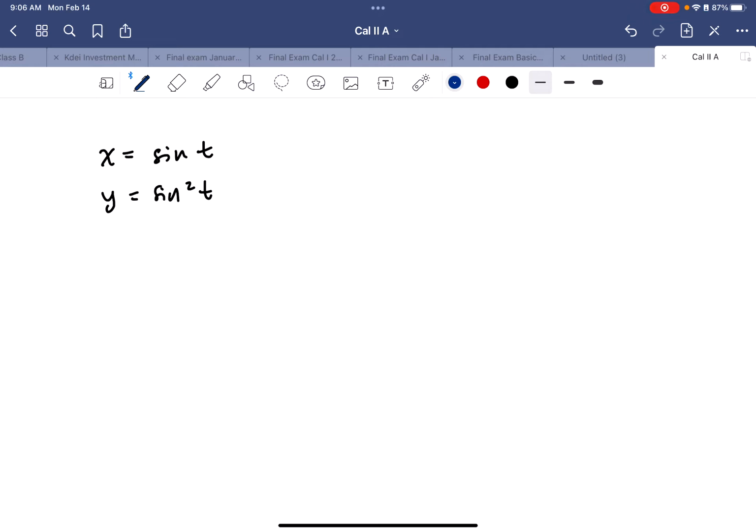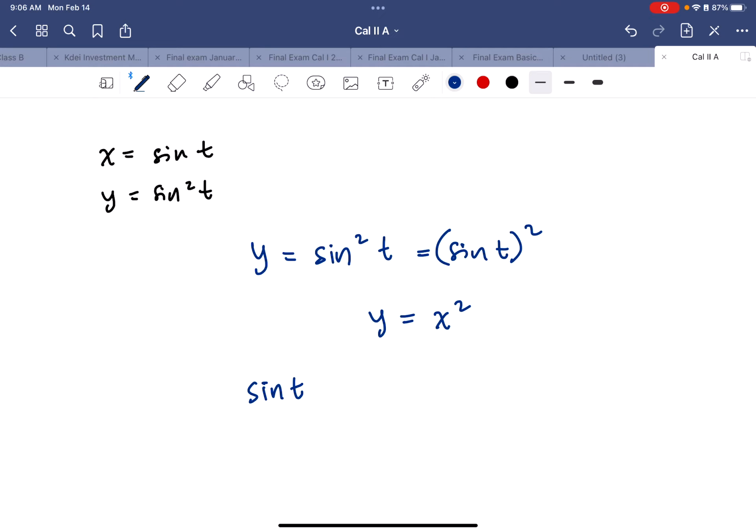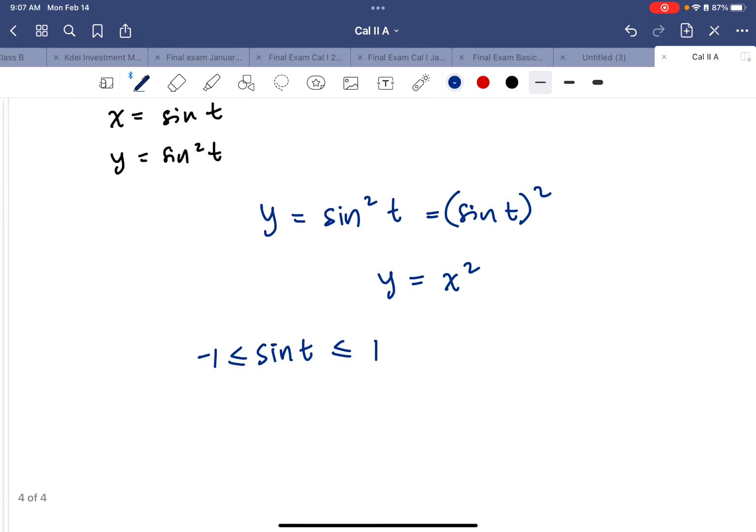First thing, if we look at the y, the equation is sine squared t, which is sine t and then squared like that. So we can write this as just a parabola equation. What else do we need? Remember that for sine, we will have the minimum and maximum point, right?